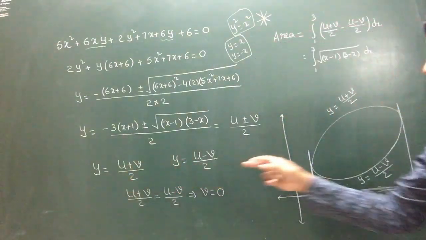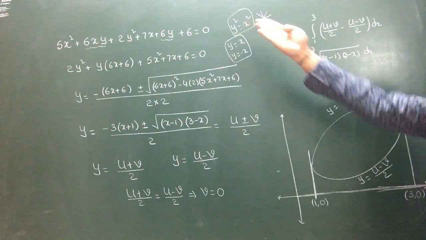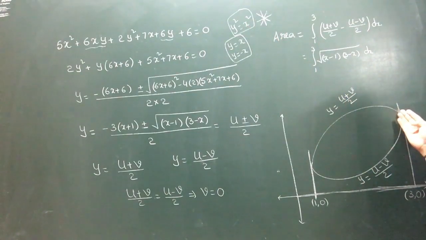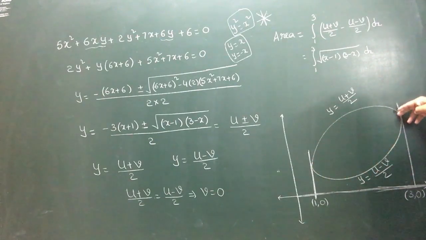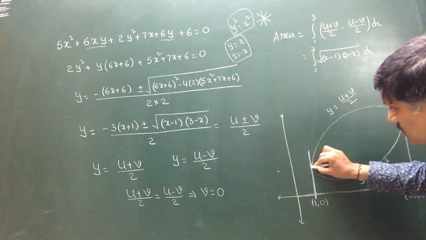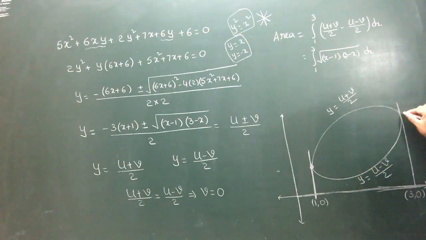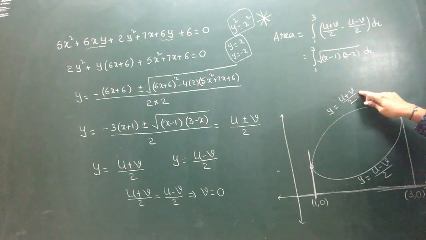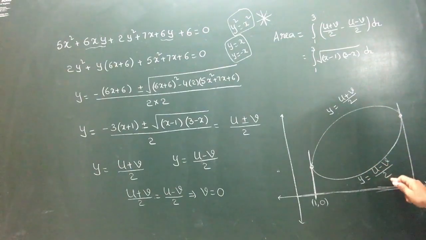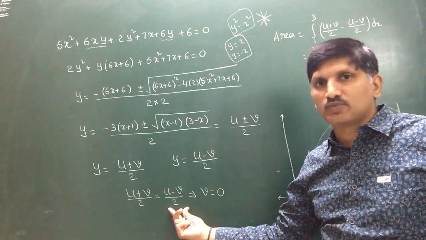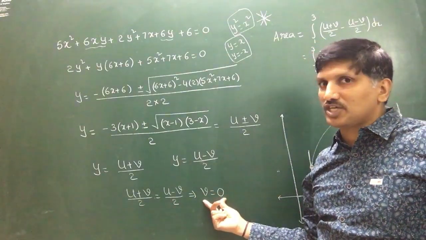These two curves combined, we are getting that oblique ellipse. So the top part is, let us say, y is equal to u plus v by 2, and the bottom part is y is equal to u minus v by 2. But where these two curves are intersecting, this point of intersection is required. To find these two points of intersection, we have to solve these two equations. y is equal to u plus v by 2, y is equal to u minus v by 2, we are solving. That's why u plus v by 2 is equal to u minus v by 2. From there we got v is equal to 0.